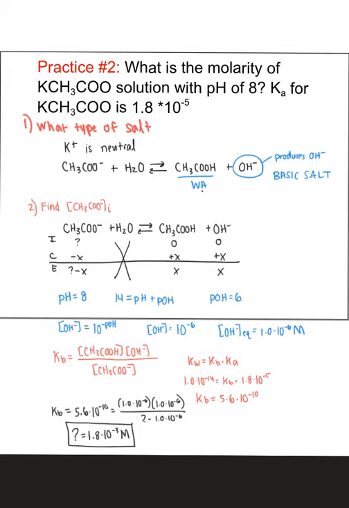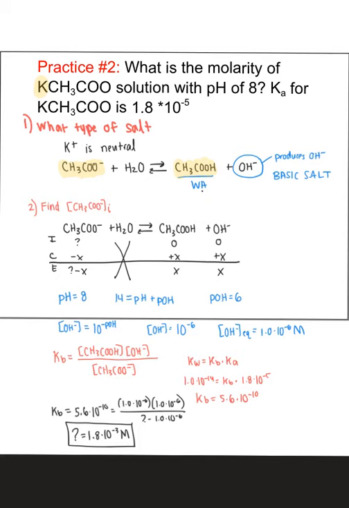So first, what type of salt is this? Well, we have K+. That's going to be neutral. It comes from KOH, which is a strong base. I'm not going to write that reaction out. But then we have this CH3COO minus. That creates a weak acid. So that means we know we are producing OH minus because we're in equilibrium. So there is some OH minus. This salt is basic. I want to know the initial molarity, and they gave me pH.